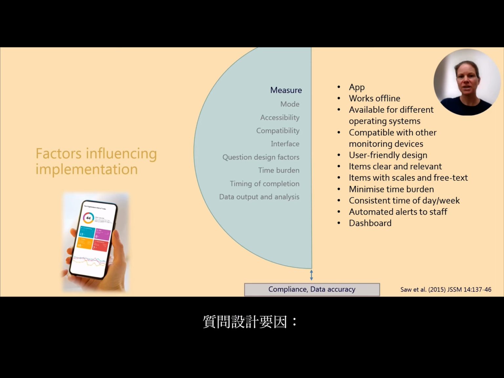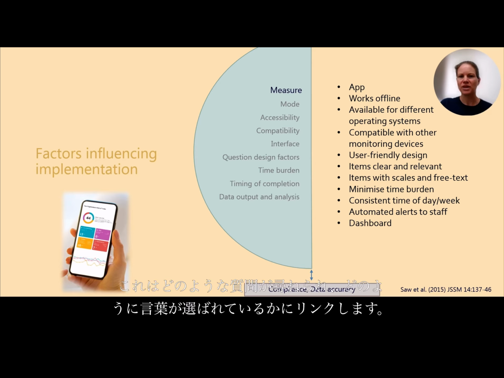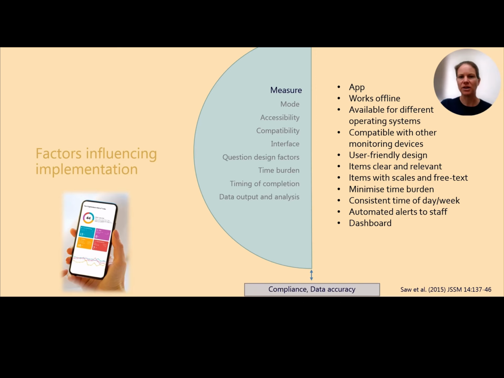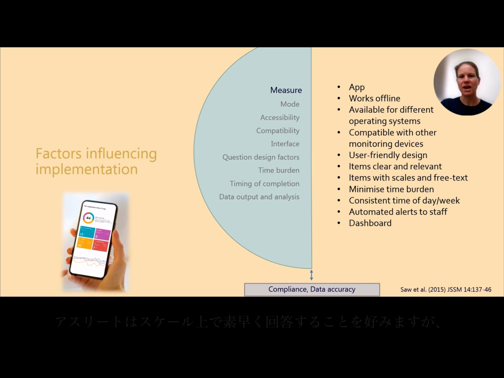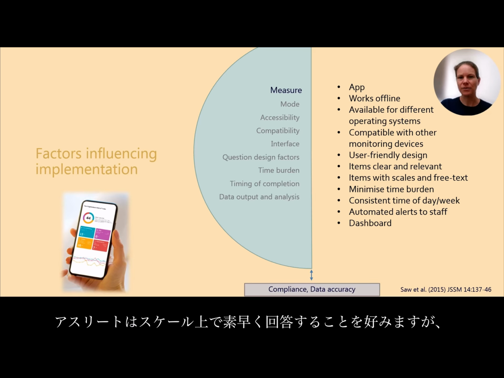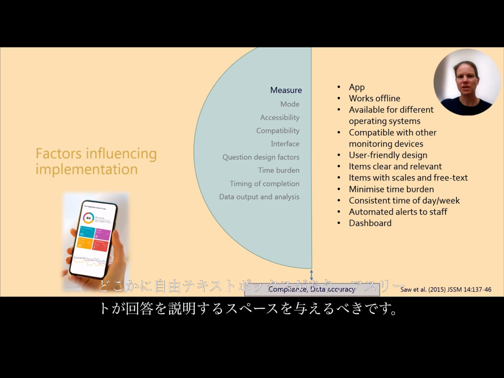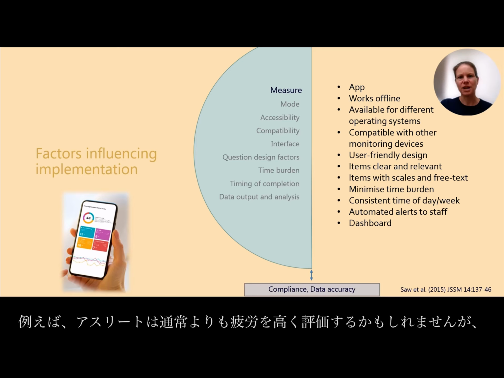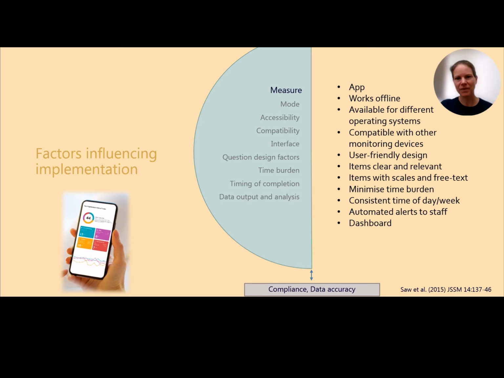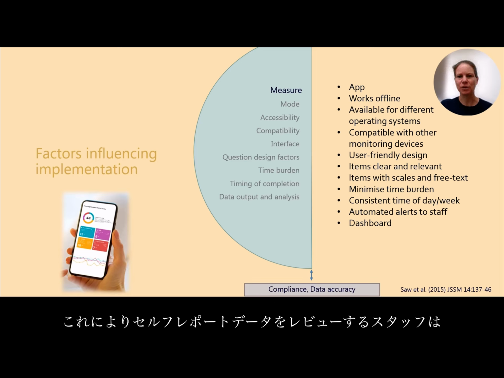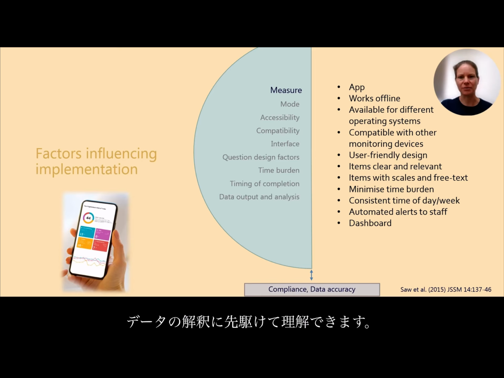Question design factors. This links back to what questions are being asked and how they are worded. Does the athlete understand the question? Does the question seem relevant to the athlete? Athletes prefer to respond quickly on a scale, but there should also be a free text box somewhere to give the athlete a space to explain a response. For example, an athlete may rate their fatigue higher than normal, but then the athlete comments, "fire alarm at 2 a.m." This gives the staff reviewing the self-report data a head start on interpreting the data.